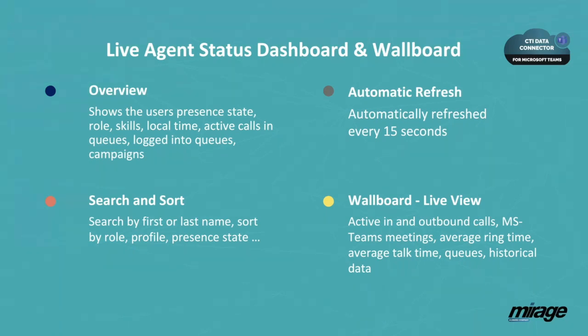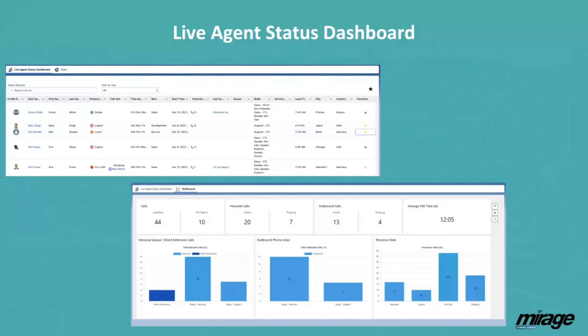This is how it looks. At the top, we have the Live Agent status dashboard, where you, for example, see even when there's an outgoing call that the call is going on with Alisa Meyer. For data protection reasons, you can also remove the name and just see there's an outgoing call. You see the skills, the countries and the local time, and also the queues.